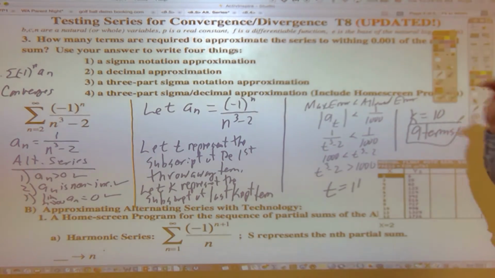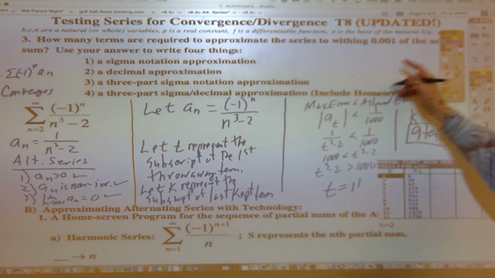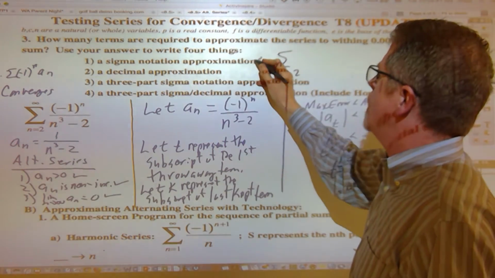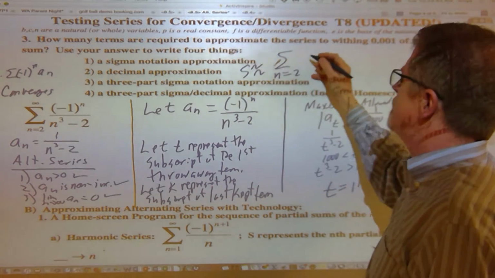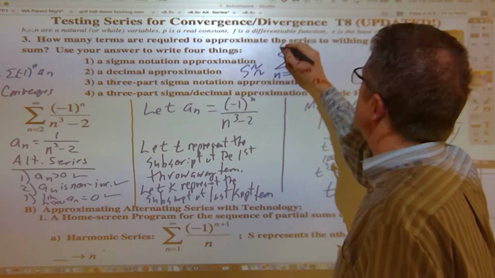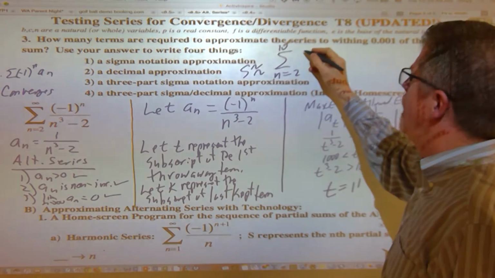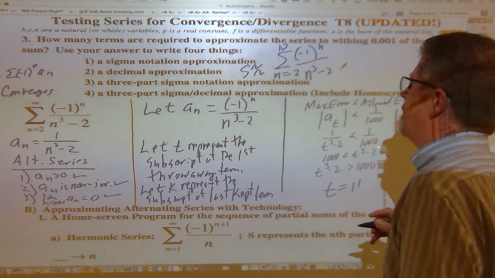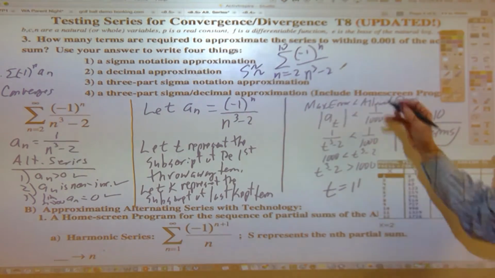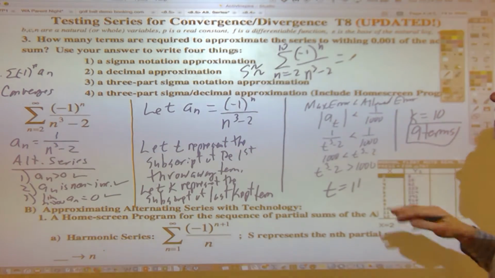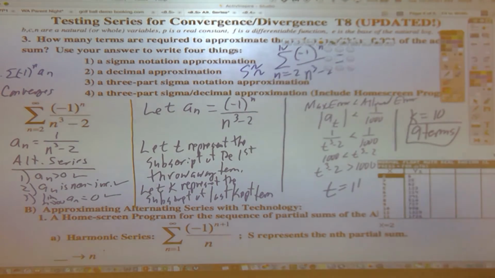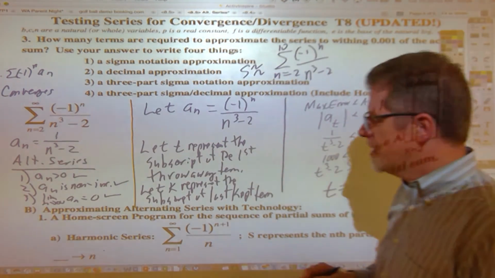So there's 9 terms. So a sigma notation approximation, the answer number 1, would be the summation. We'll call it S is approximately the summation from n equals 2 to 10 of negative 1 to the n over n cubed minus 2. And oh, by the way, then it says a decimal approximation. So for a decimal approximation, let's write a home screen program for that.